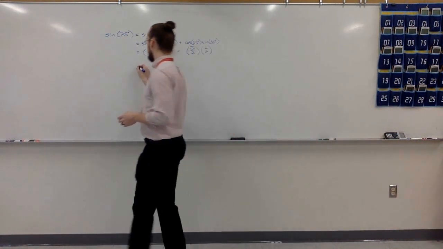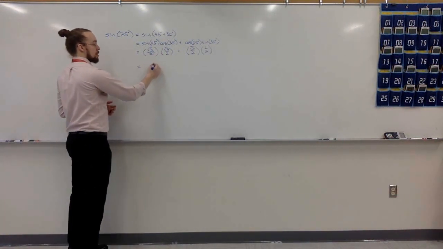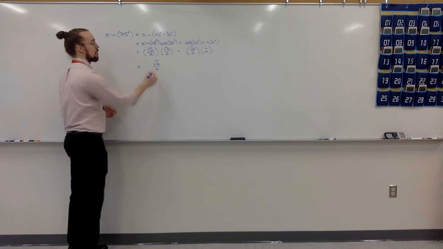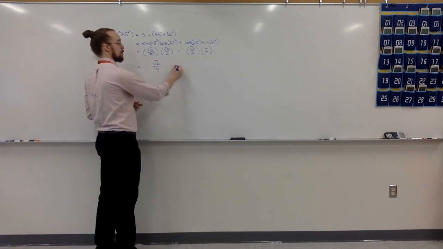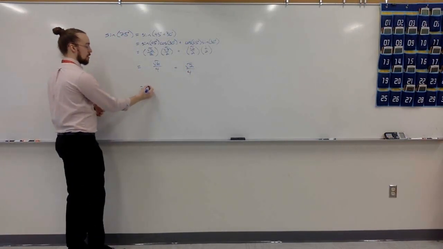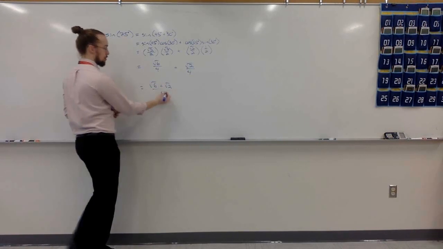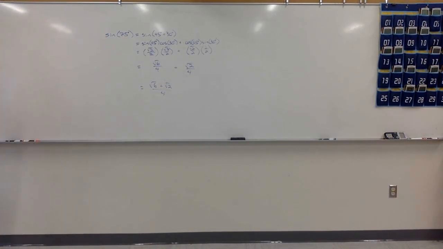From here we just simplify. Here we'll have square root of 6 over 4. Here we'll have square root of 2 over 4. And adding those together, we just get the square root of 6 plus the square root of 2, over 4.